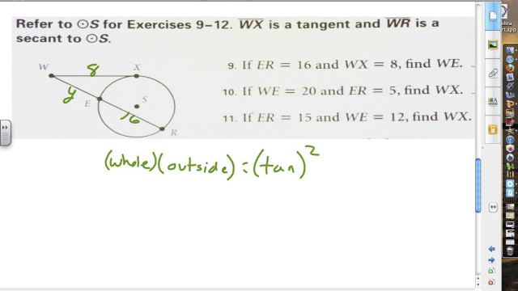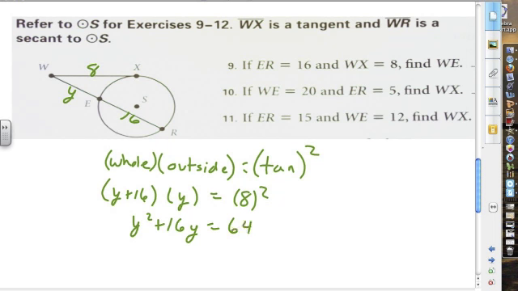Okay, so let's see. The whole segment here would be y plus 16. The outside portion is just y, and the whole tangent is 8, so 8 squared. So if I look at that, I've got y squared plus 16y has to equal 64. So y squared plus 16y minus 64 has to equal 0. I have another quadratic equation to solve. I could try to factor it.